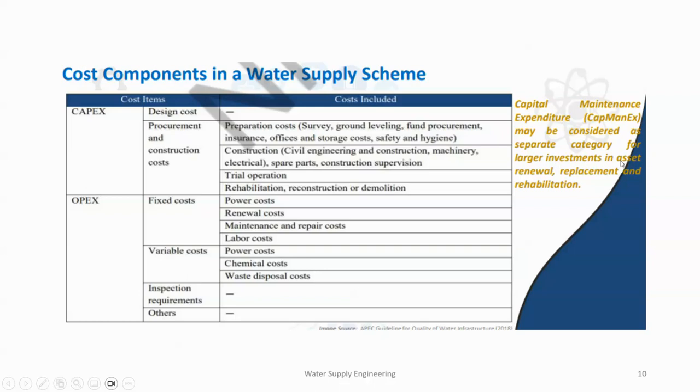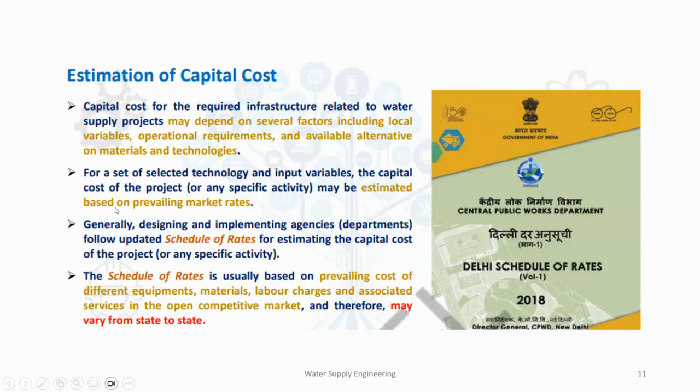In the case of larger investments in asset renewal, replacement, and rehabilitation, we have one more term, that is CapManEx, where it is capital maintenance expenditure. So, there maintenance expenditure is also separately mentioned in the case of larger investments. Otherwise, it comes under OPEX itself. Hope that is clear. So, now we'll see how to estimate this particular capital cost or CAPEX.